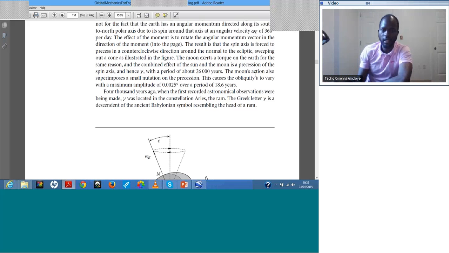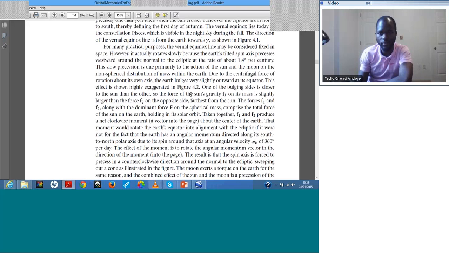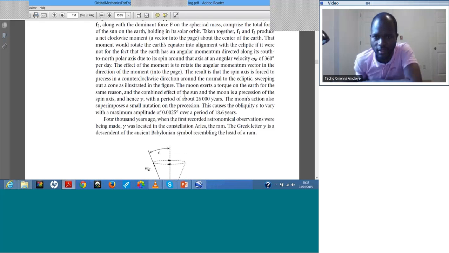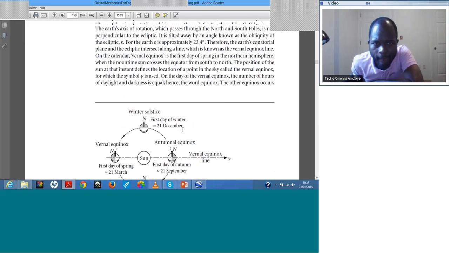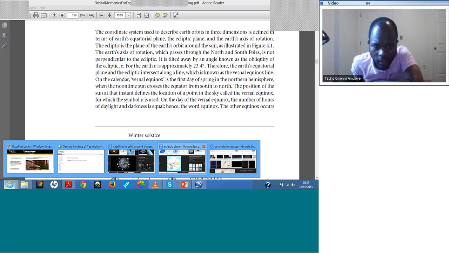The moon's action also superimposes a small limitation on the precession. This causes the obliquity to vary with a maximum amplitude of 0.0025 degree over a period of 18.6 years. You would have noticed that the book here quotes the obliquity to be 23.4 degrees. Where is it? Yeah, 23.4 degrees.